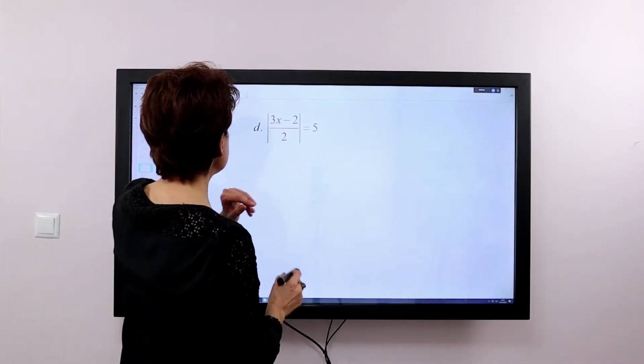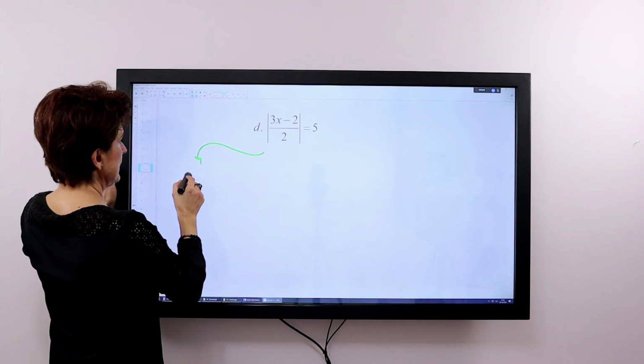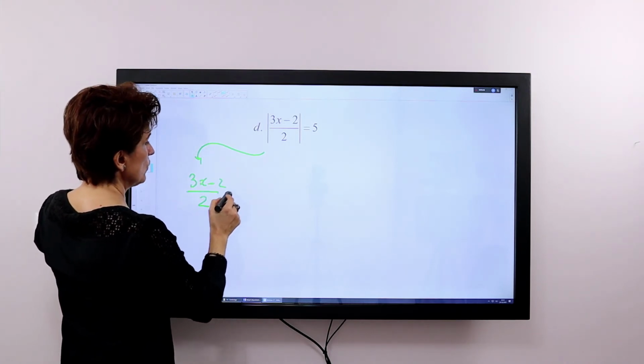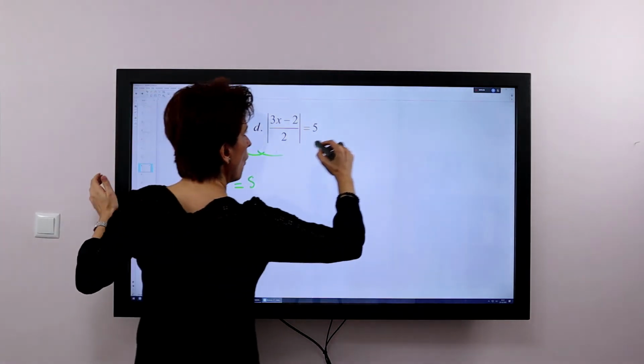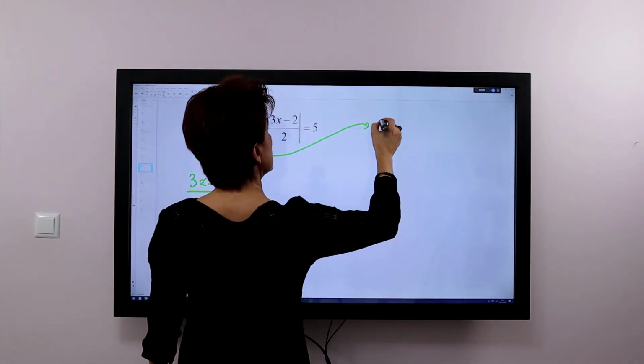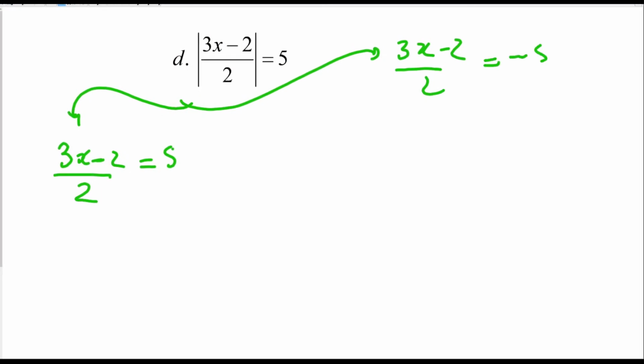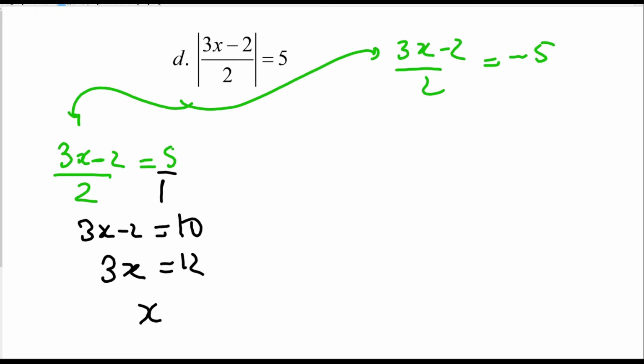Have a look. Again, forget about the inside. (3x negative 2) over 2 is 5. Or, let's do here, (3x negative 2) over 2 is negative 5. If I do the cross product here, what will it be? 3x negative 2 is 10. 3x is 12. If we divide both sides by 3, x is 4.